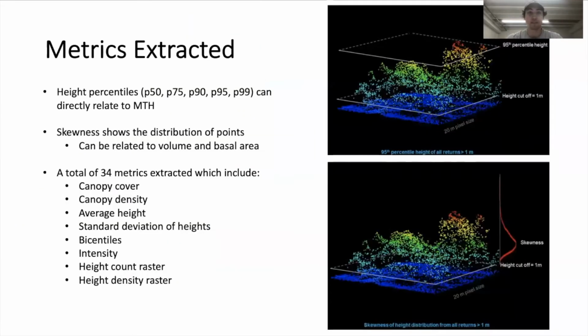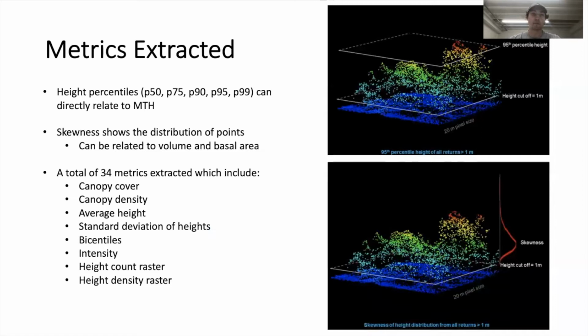So just a bit about the metrics extracted from the LAStools program. In the top right here, you can see a height percentile. This is P95. So 95% of all points fall below this height. And this can directly be related to mean top height, so the model can be more accurate. In the bottom right there shows skewness. That's the distribution of all points. And this can be related to things such as volume and basal area.